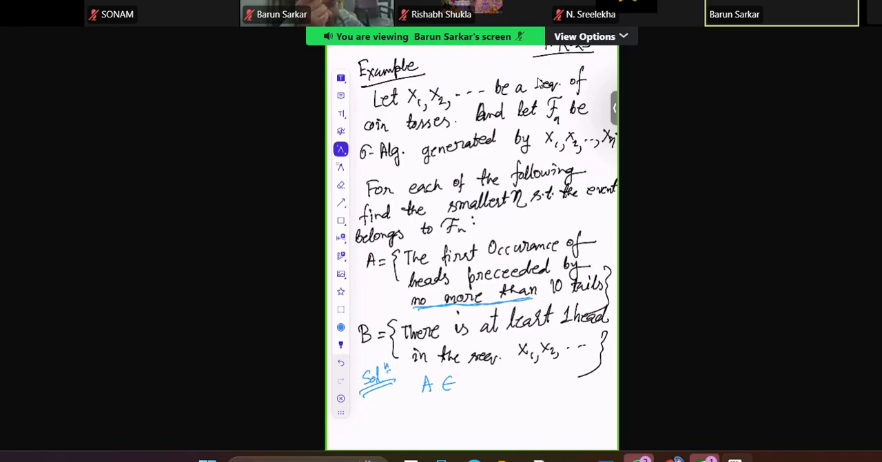You can have F1, F2, but for this event, the question is what is the smallest n, right? Suppose in the experiment the first head comes after 10 tails. The first 10 tosses are all tails, and then head comes. Then that will also be in A, right? Yes, sir. Then it belongs to F11, sir. Yes, it should belong to F11.